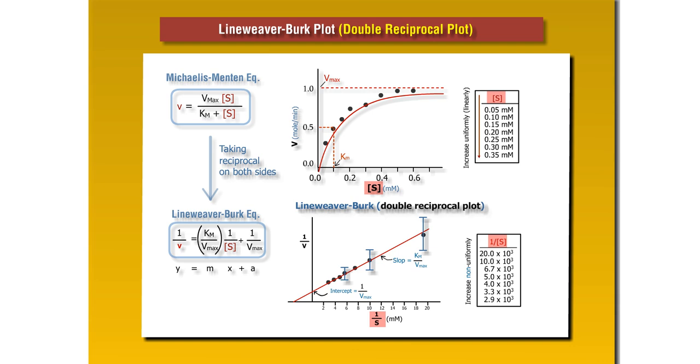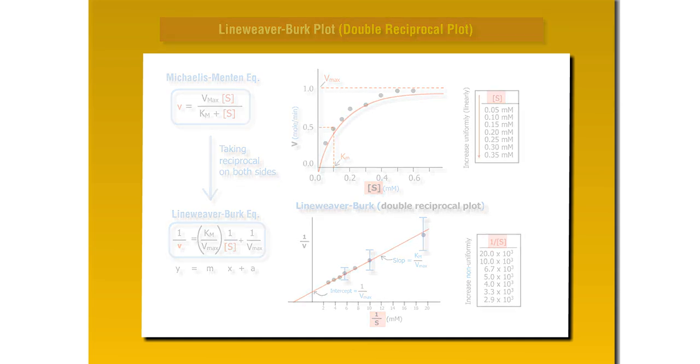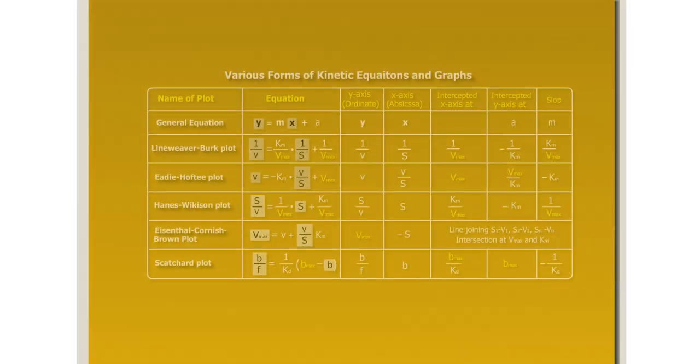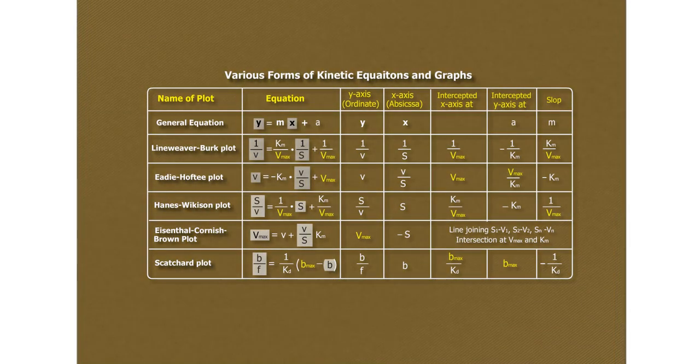At present, with the availability of various curve-fitting programs, enzymologists have reverted to using the Michaelis-Menten equation and V versus S plots for the determination of Km and Vmax. Nevertheless, the Lineweaver-Burk plot continues to be used under certain circumstances. The final table summarizes several plots that have been derived over the years through rearrangement of the Michaelis-Menten equation.